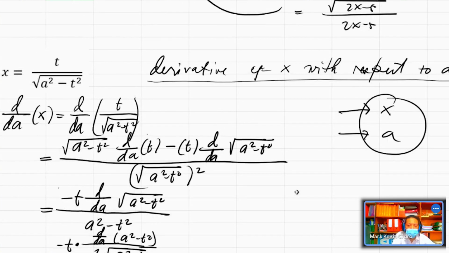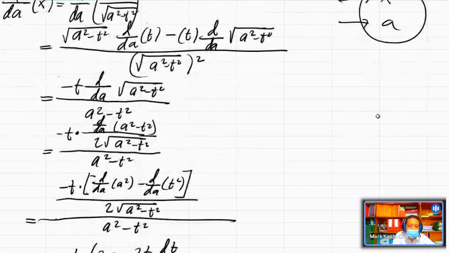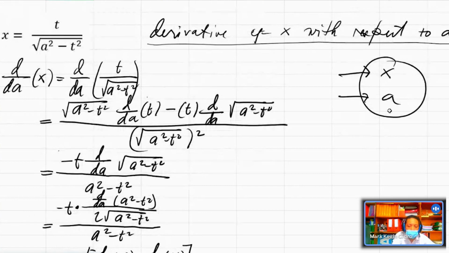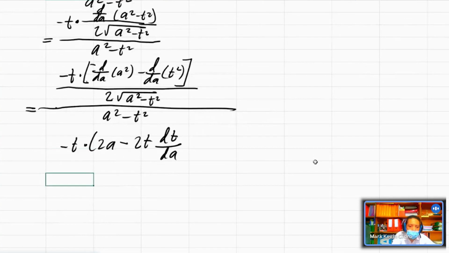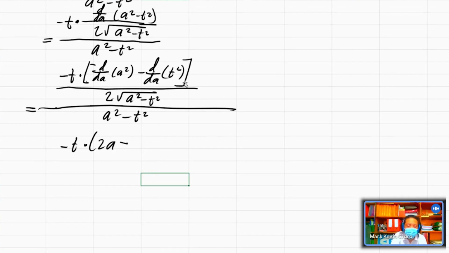I'm sorry, t is constant. Only x and a are our variables. So the derivative of t squared is 0. Any other letters except x and a are treated as constants. So we are left with 2a, and this becomes t times 2a.